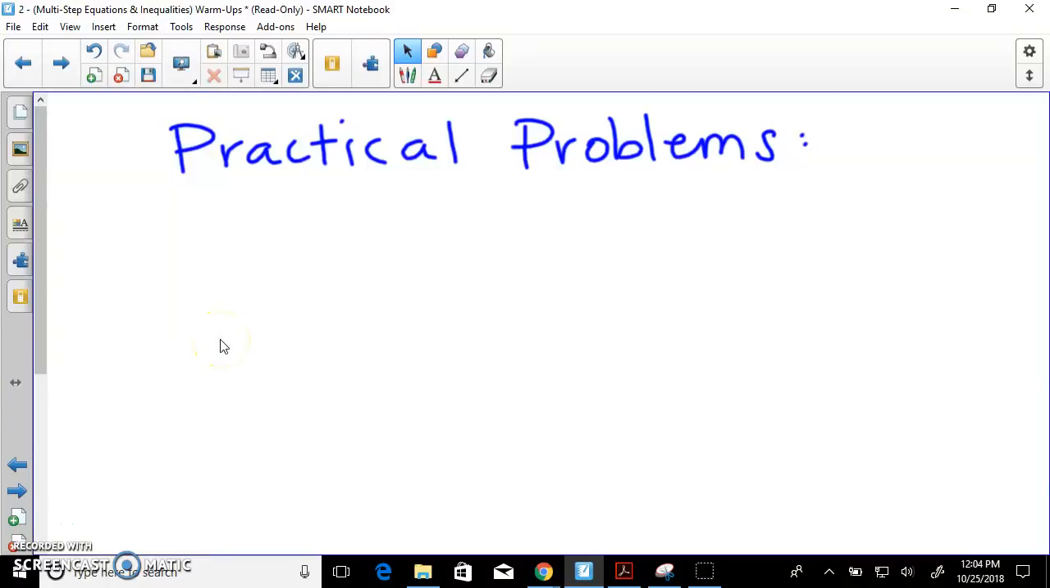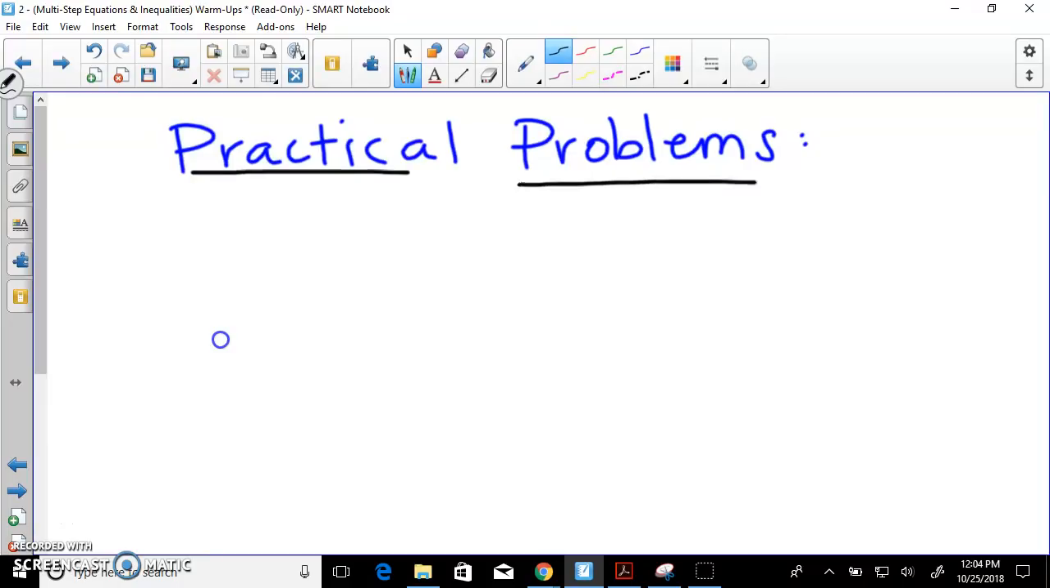So we are looking at practical problems in algebra. These will be problems that usually have a lot of words. They're talking about real life situations, and they don't give us an equation, but we have to come up with an equation to actually solve the problem. So there are a couple steps to take when given practical problems and being asked to solve them.